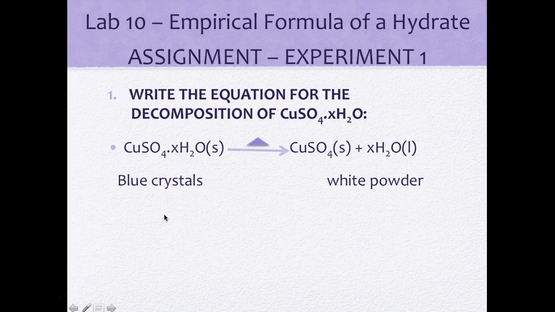So what are the equations before knowing how much water is associated with the copper 2 sulfate in the hydrate? You would write it in this form, putting an X to indicate that you don't know what this number is. Then you would indicate the reaction in this manner, showing the arrow with the triangle for heat, and then the copper 2 sulfate on the product side, and X H2O on the product side.